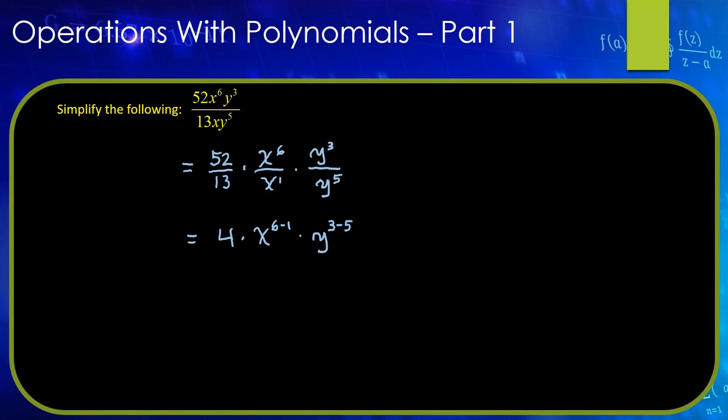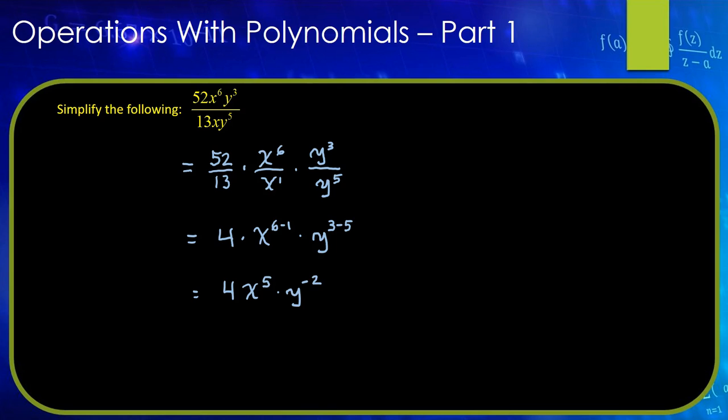So you're going to see here that I see the 6 minus 1 power here, and I see the 3 minus 5 power here. So essentially, when I get my answer to this point, it's 4x to the 5th times y to the negative 2nd. In some instances, this would be considered a correct answer, and you could leave it at that. Many times, though, when you see things quote-unquote simplified, negative exponents are usually not part of the mix.